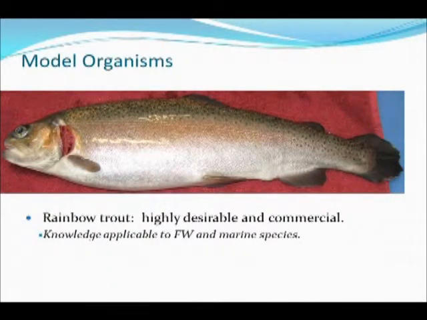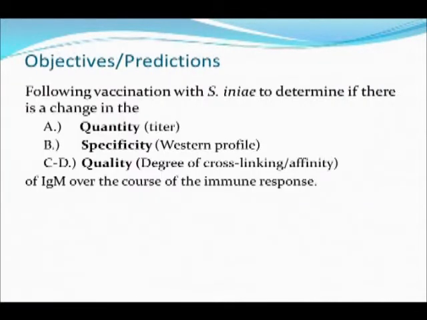Now, my model organism is the rainbow trout. And the reason that we use rainbow trout is it's highly desirable. I mean, your mouth is probably watering just looking at it. And it's also highly commercial. That is, it's desirable in aquaculture. And I can apply my knowledge from the species to other fish, freshwater and marine species.